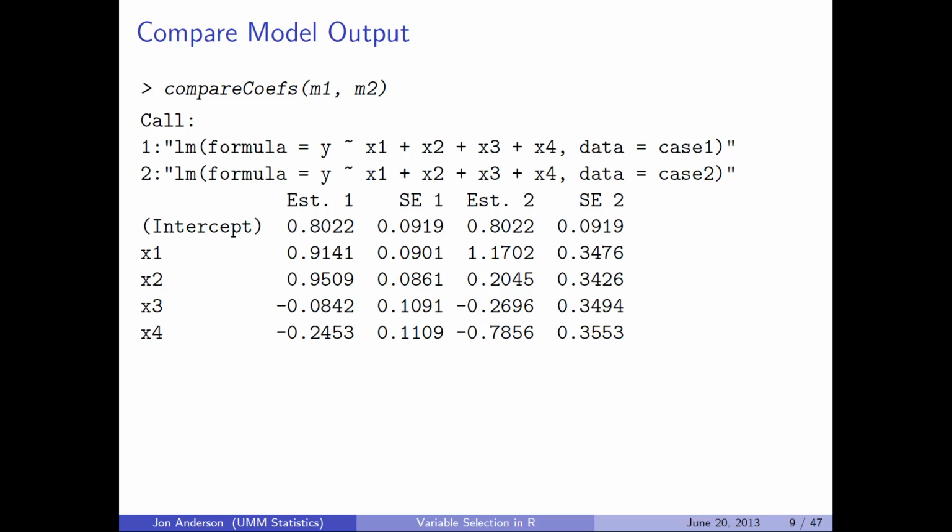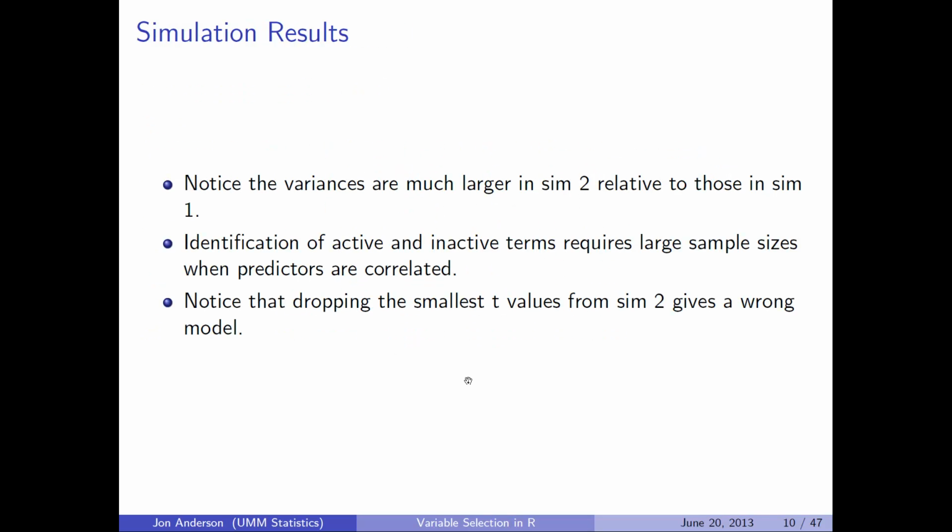Here's what we get if we compare the compare coefficients function between the two models. You'll notice that the standard errors for the correlated predictors model are very much higher than the standard errors for the uncorrelated predictors model. And you'll notice that we get a little bit of variation in what the estimates are doing. So on overhead 10, notice the variances are bigger for the correlated predictor data set, and that in general we note that being able to find active and inactive predictors and terms means we're going to need more data when predictors are correlated.